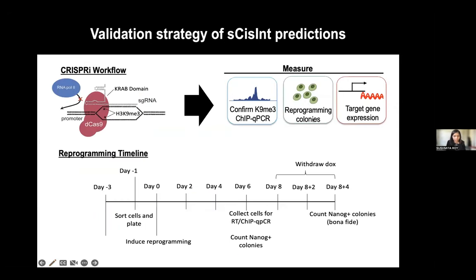So together with Rupa's lab, she's using CRISPR-I to suppress or target this locus. And then we are trying to validate this by measuring different types of assays like K9 ME3, extent of reprogramming, and then gene expression. And this is the timeline, just to give you a sense of when we are targeting the cells and then when we are actually collecting the data.